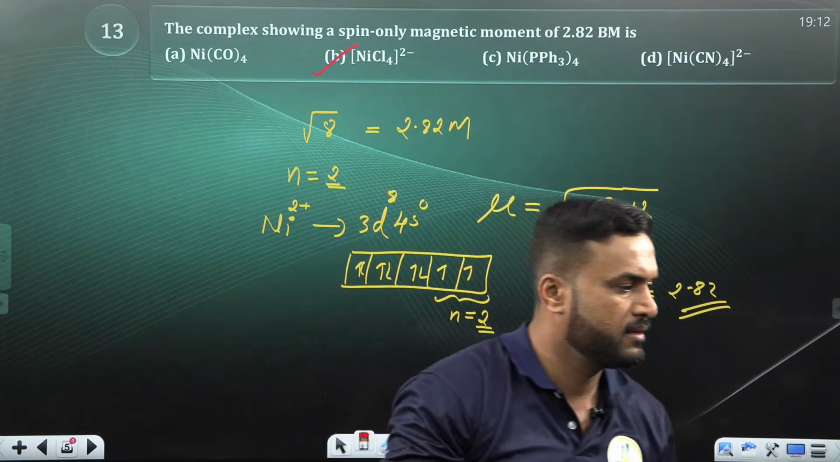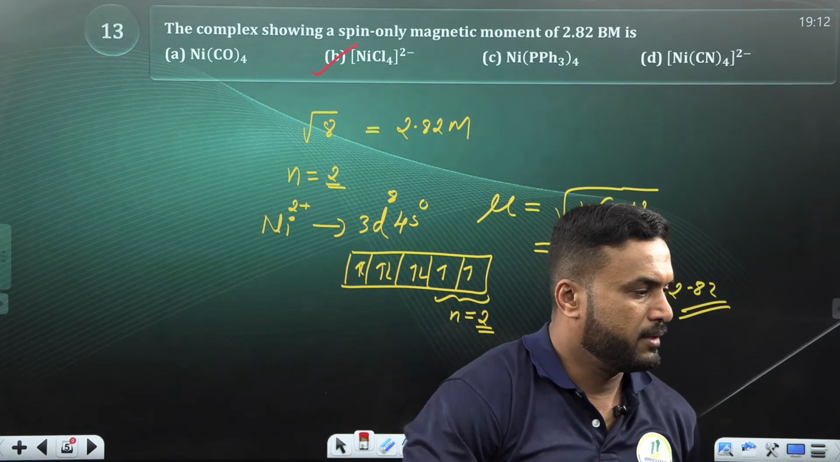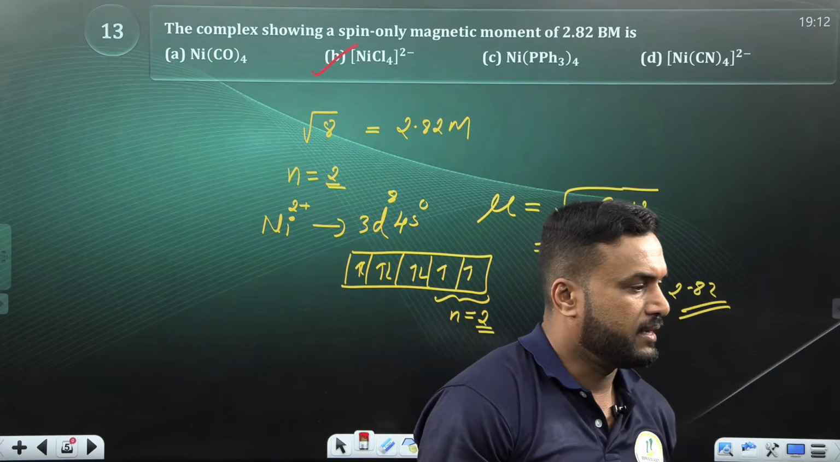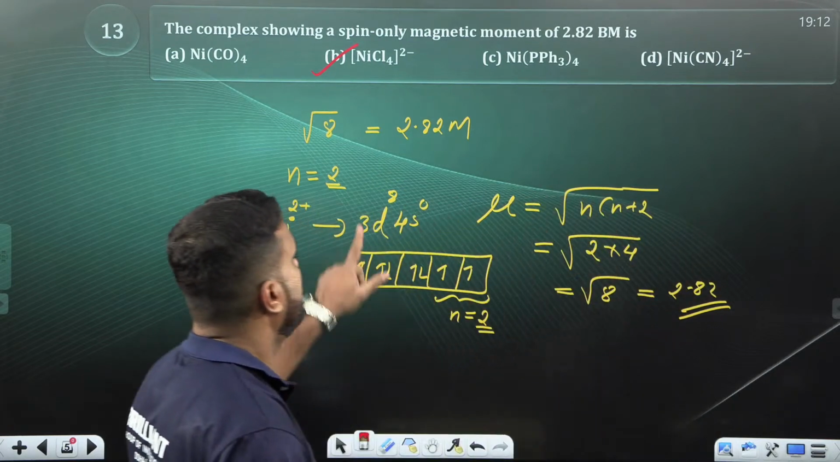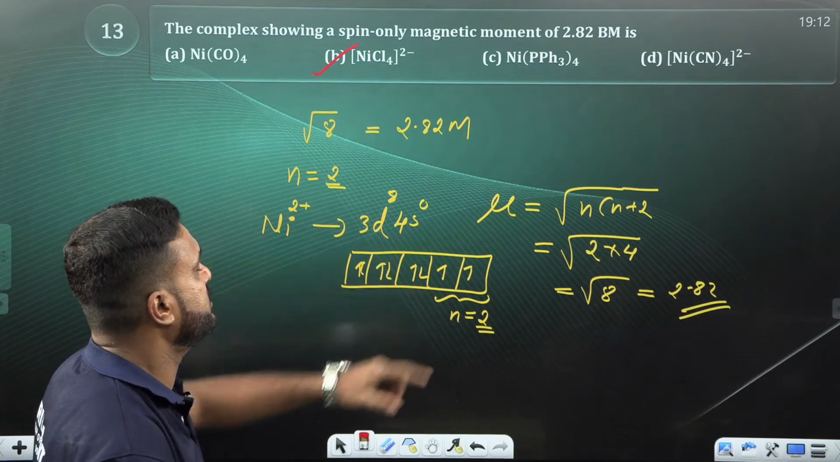Hope you got it. Yes, Muhammad Irshad, correct. Ashmita, yeah, correct answer is B. So the correct option is B, that is 2.82.